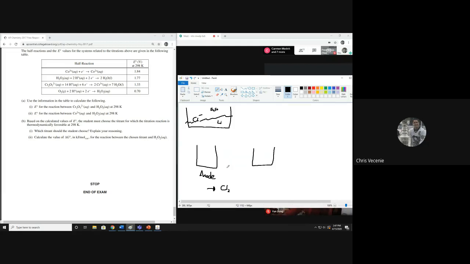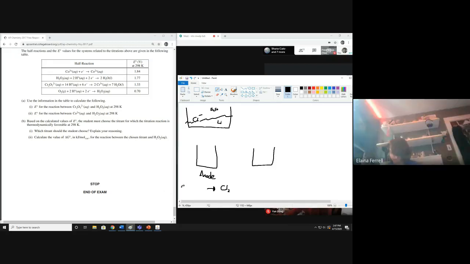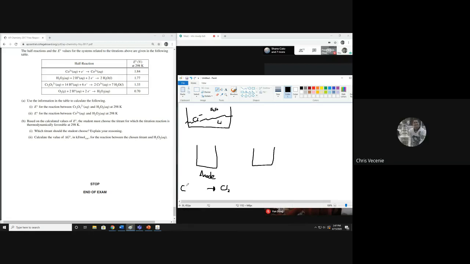Where's the chlorine gas coming from in our beaker? Like, what has to be the source of it? The LiCl crystal. Yeah, but specifically the Cl negative, because they're talking about it was in solution. So the Cl negative is turning into Cl2 with two electrons. And just move that over so I can balance it.